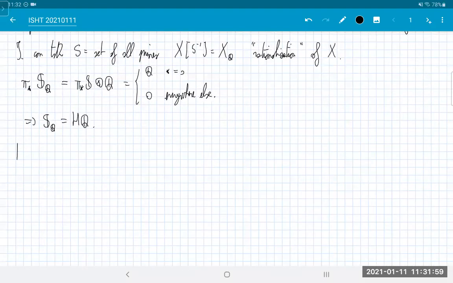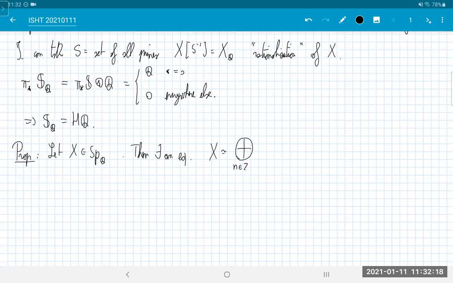In fact, the first result is the proposition. So let X be a rational spectrum. Then there exists an equivalence of X with a direct sum of shifts of H pi_n of X. So X is a generalized Eilenberg-MacLane spectrum. There are no fancy extensions, no fancy weird things that happen. We're rational and everything splits. Okay, questions about this? I'm going to prove it in a second, and I'll give you a consequence that maybe you didn't expect.